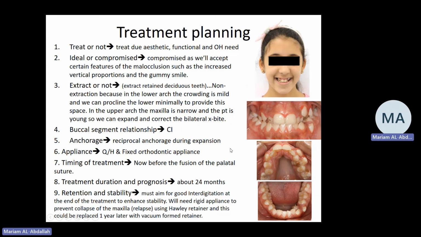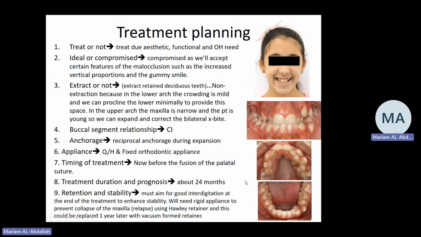What is the type of appliance? If you look here, I have bilateral crossbite, but the amount of expansion necessary is maximum 6 millimeters. So a quad helix for this patient will give us skeletal and dental effect because the mid-palatal suture is still open. She's still 10 years. So I'm going to choose quad helix for expansion and fixed orthodontic appliance, of course, for alignment. Timing of treatment now: I need to start now because the mid-palatal suture is open. I'm not going to wait until it's closed and the expansion is more difficult. Treatment duration: since no extraction and mainly expansion, we expect about 1.5 to 2 years.